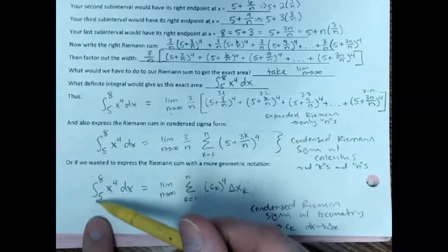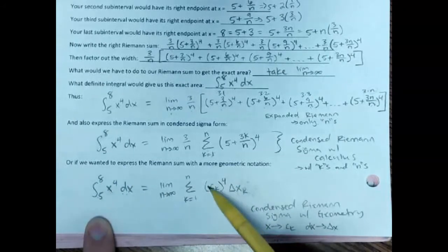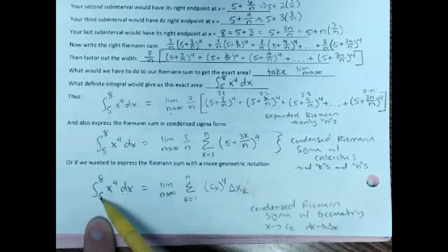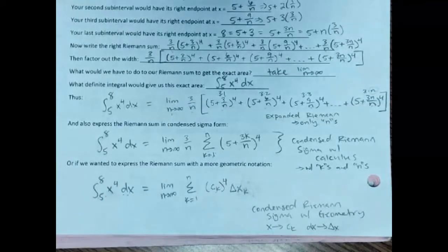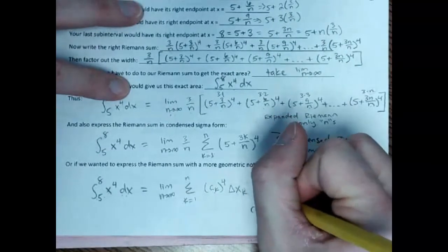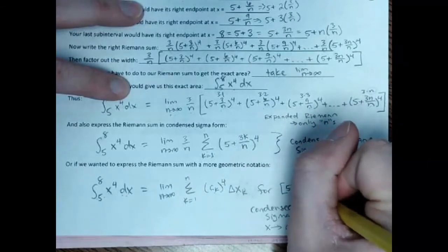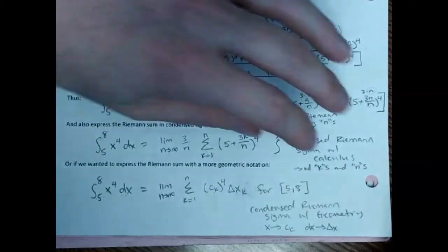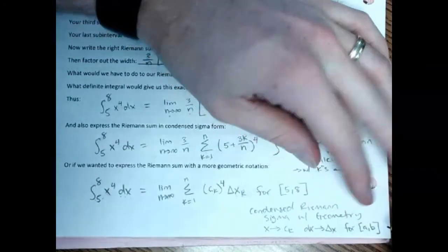The integral symbol is all of this stuff. The x to the 4th is this stuff. The dx is this stuff. But the 5 and the 8 don't translate anywhere into this geometric notation. So for this geometric notation, you have to kind of declare what the interval is. So you could just write 4, 5 to 8. Make sure you always put 4, A to B. You have to tell me what part of the graph.